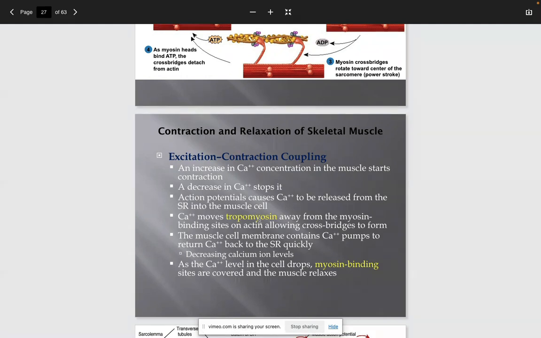So tropomyosin, it's very similar to myosin, but just slightly different, okay? Tropomyosin. So calcium moves this tropomyosin away from the myosin binding site, and allows the actin cross bridge to form. Okay. So calcium moves tropomyosin away from the myosin binding site and allows myosin to bind to actin, allowing for the cross bridge to form.